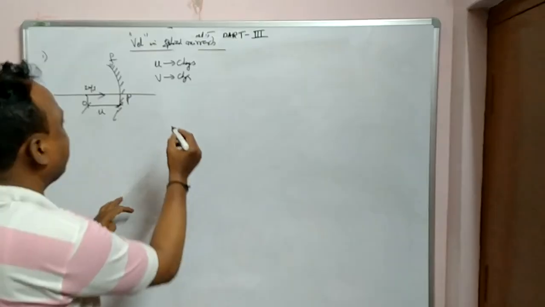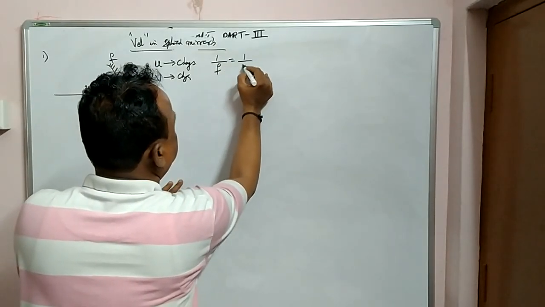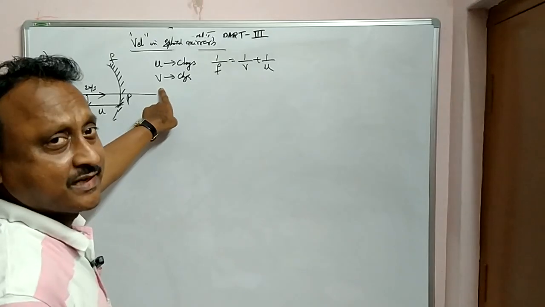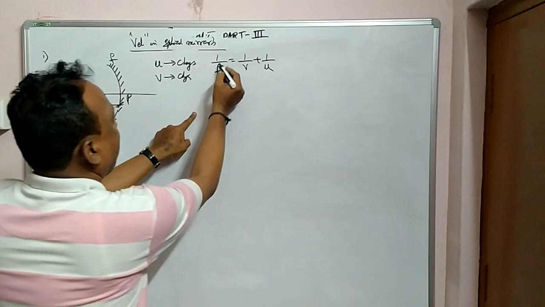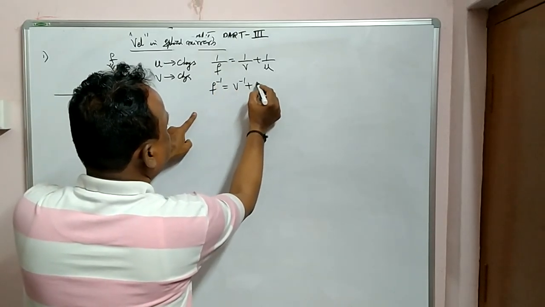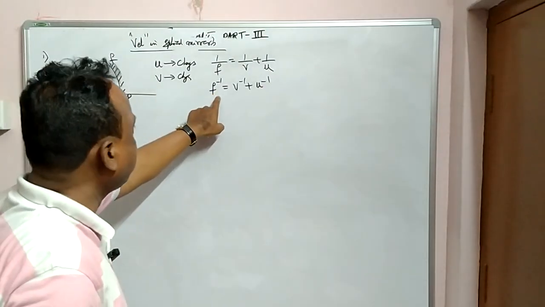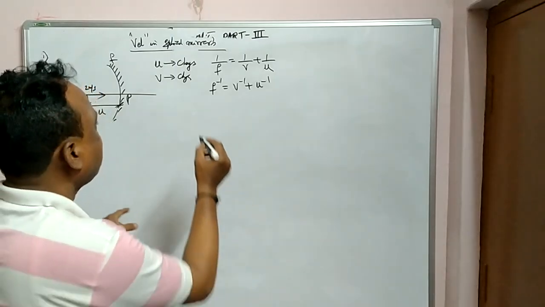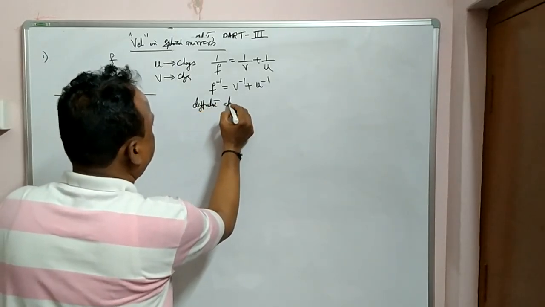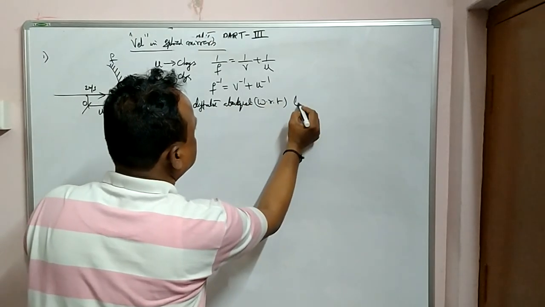So what happens here then, we have what is the formula: 1 by f, mirror formula, is equal to 1 by v plus 1 by u. So when u and v are changing, how to use the formula here? I can use this one as f to the power of minus 1, v to the power of minus 1, u to the power of minus 1. Okay? Now I will try to find the derivative of this one with respect to time. Differentiating the above equation with respect to t, time.